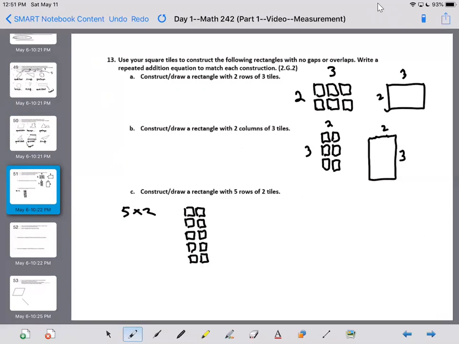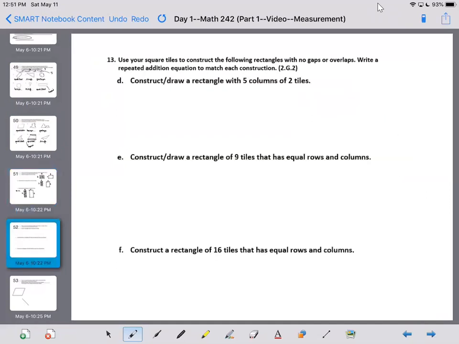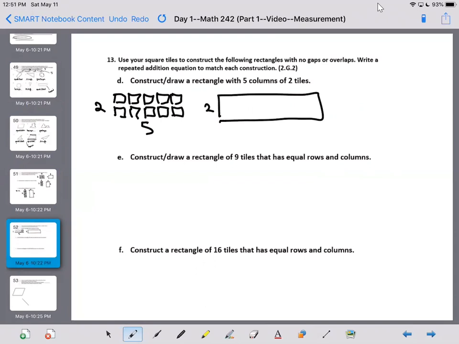So here's my 2, here's my 5. You have created a rectangle. That's a 2 by 5. And then if you keep going, you can construct a rectangle that has 5 columns and 2 tiles. So now they see that they built a 2 by 5, and that rectangle looks like this.